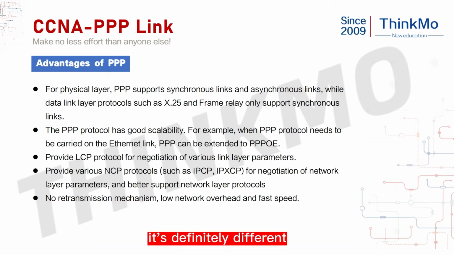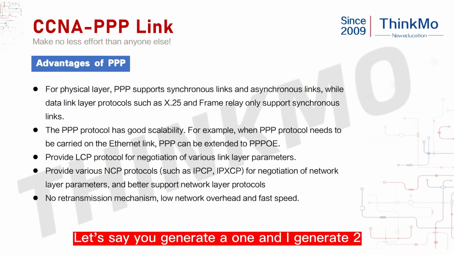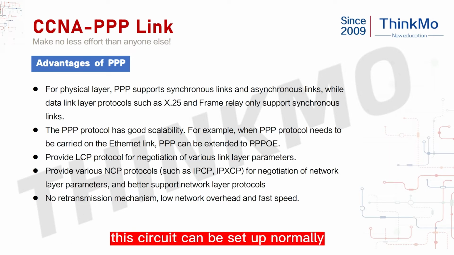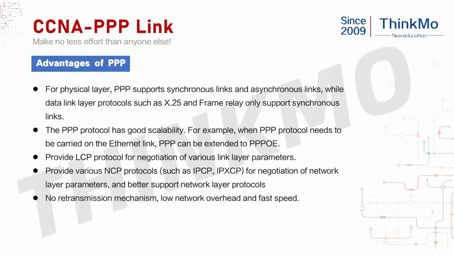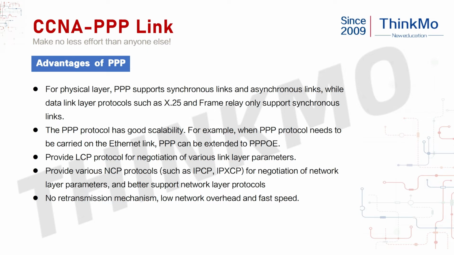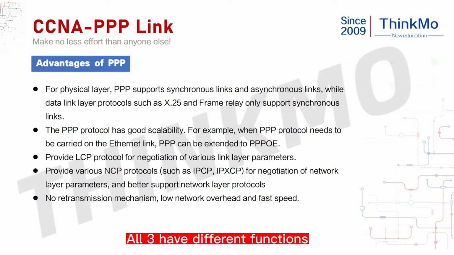It's definitely different. Let's say you generate a 1 and I generate a 2. This circuit can be set up normally. Negotiation of link layer parameters. There are 3 main ones involved: MRU, authentication mode, modulus. All 3 have different functions.